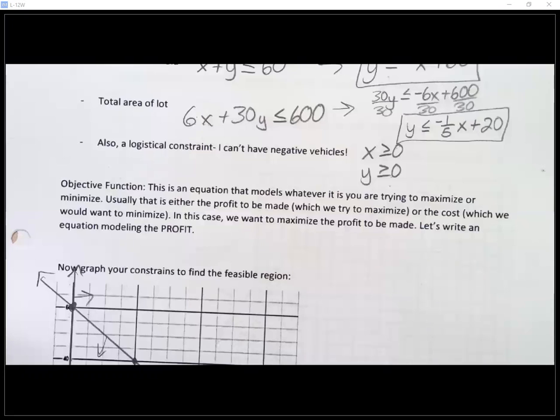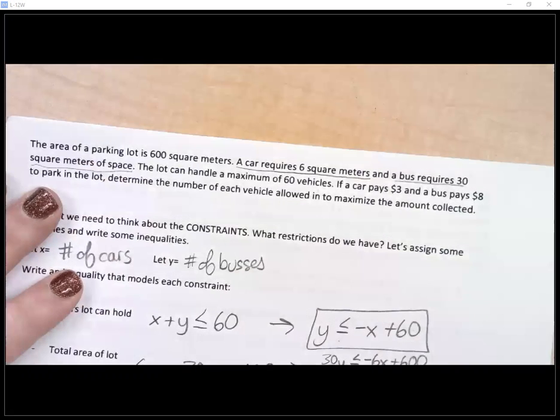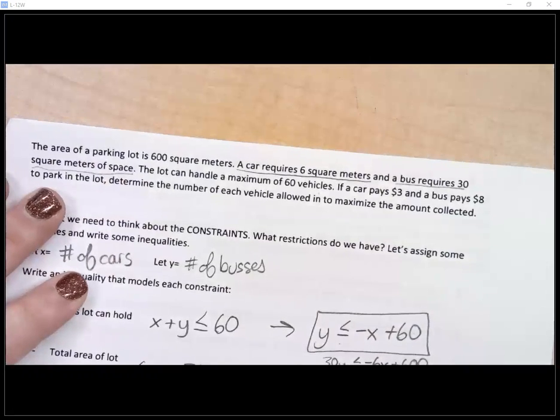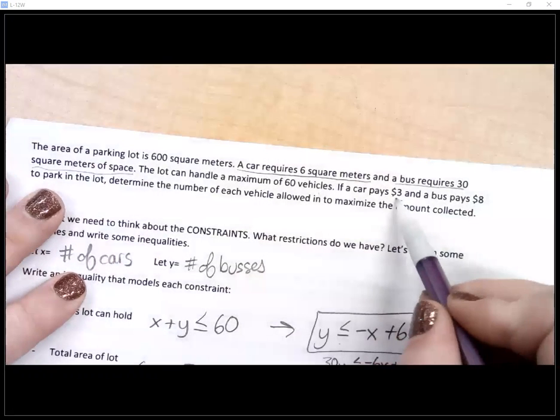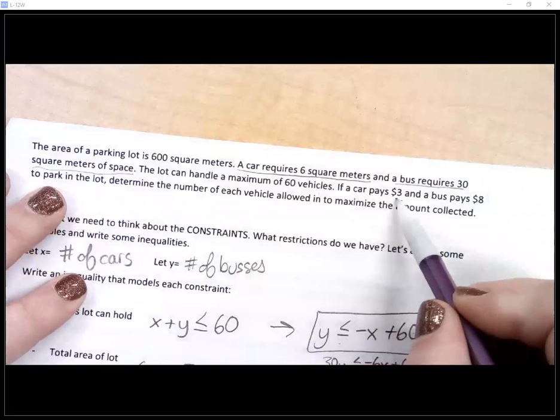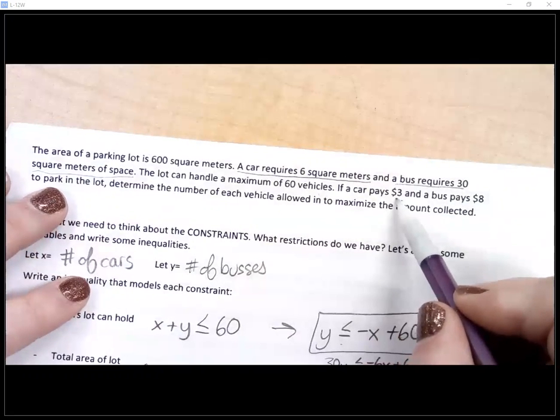So can you read the information given to us and think about what the objective function would be? If we're trying to model profit here, go back and read the problem. Zach, you got one? Go for it. Z equals 3x plus 8y. I love it. If you go back and look, didn't it tell us all the way back up here? Cars are going to give me $3 each. So I'm going to get $3 from every car that pulls in, so I'm going to do $3 times x.